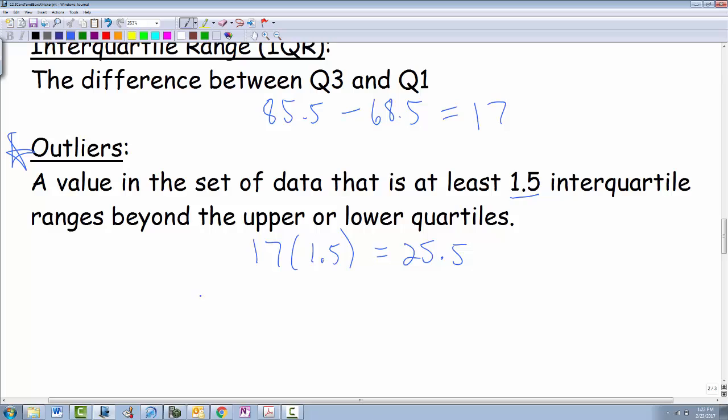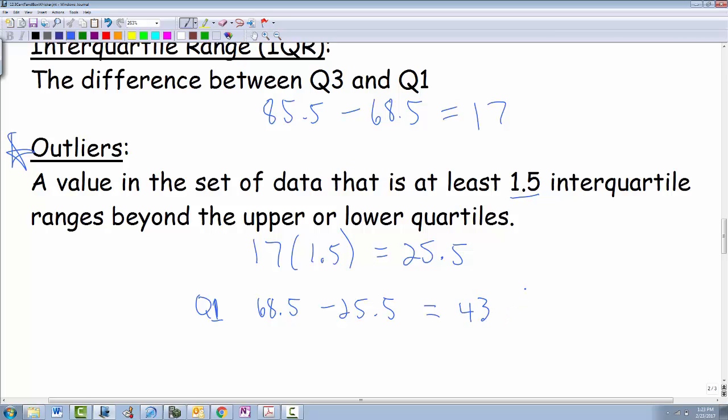Looking at Q1, what was our Q1 value again? Now, what we want to concern ourselves with is before 68.5, we want to subtract. Are there any numbers that are outside of this parameter? So left of 68.5, a distance of 25.5 grade points. This is a grading scenario. These are all grades in a class. And what do we get when we take 68.5 minus 1.5 times the interquartile range? 43 on the dot.